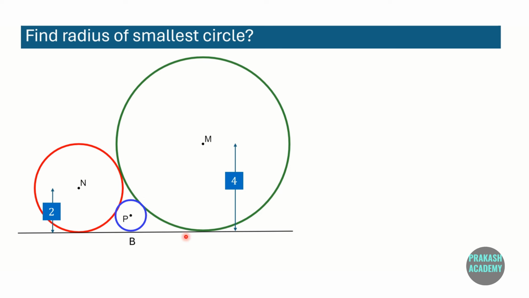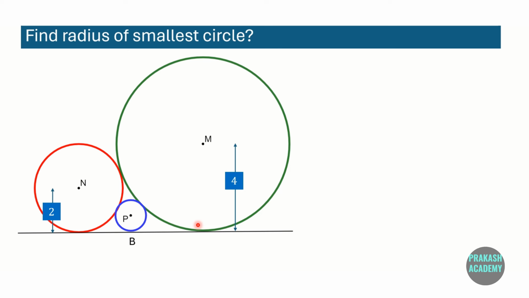And this line is a tangent line. This is tangent to all the circles. So tangent to this, and tangent to this. And this is the point of contact where the circle and tangent are meeting. Similarly, this is another point of contact, and for this circle, this is the point of contact.